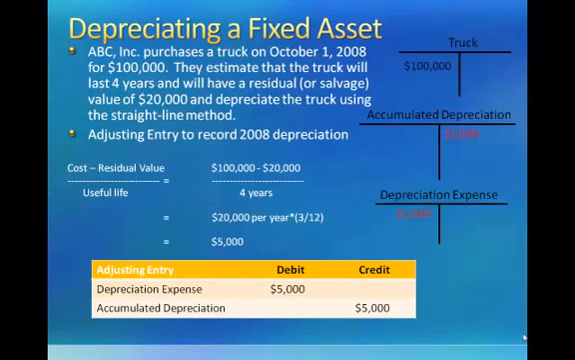So the carrying value of this truck at the end of 2008 is $95,000, or the book value of the truck at the end of 2008 is $95,000, which represents the $100,000 that you paid for the truck minus the $5,000 that we've depreciated it.